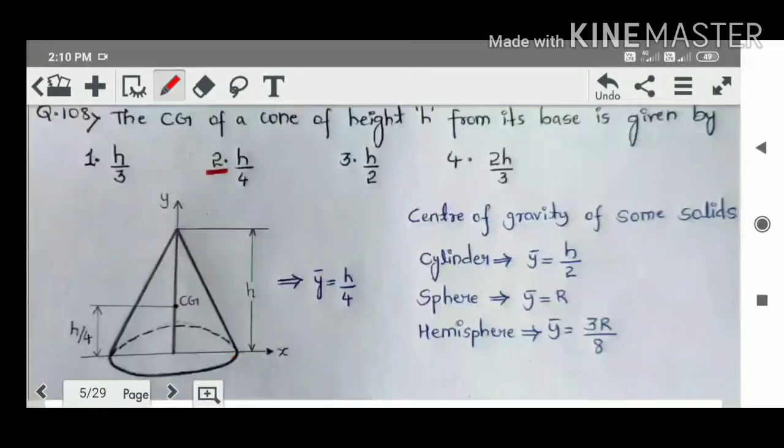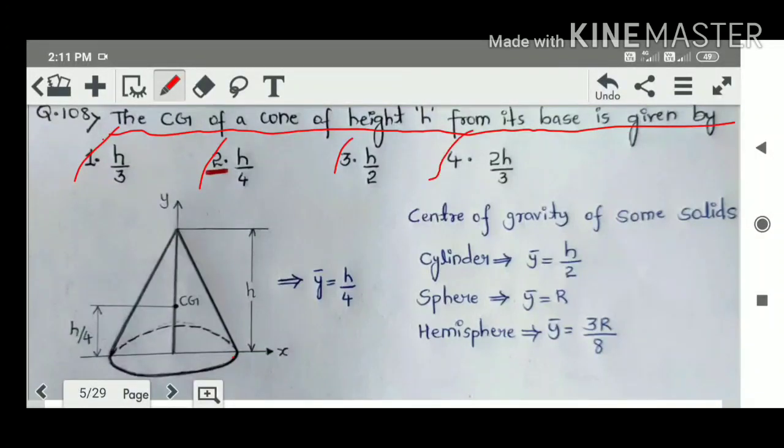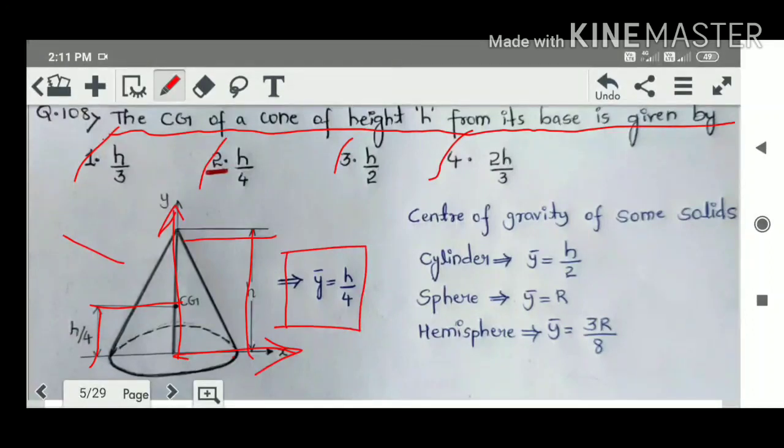Let's move on to question number 108. The center of gravity of a cone of height h from its base is given by, and the options are h by 3, h by 4, h by 2, 2h by 3. Okay friends, as you can see here, a solid cone, its center of gravity is h by 4. This is the total height h, this is the y direction, this is the x direction, and the center of gravity of a cone is given as y bar is equal to h by 4.